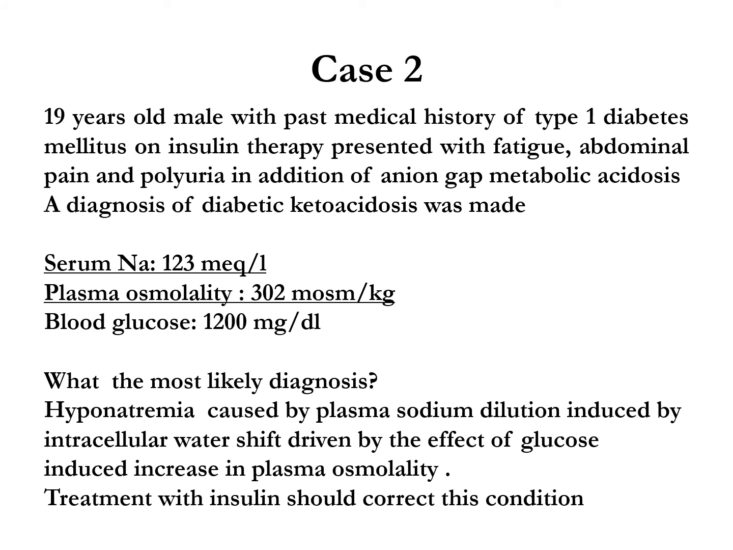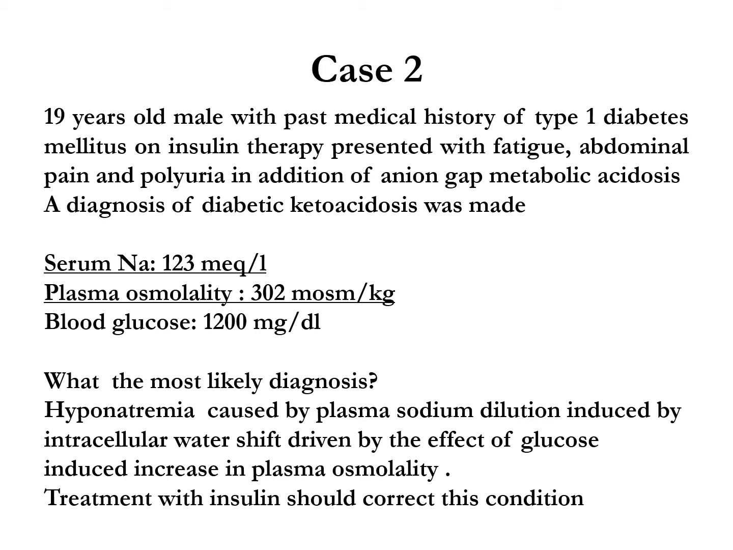The second case is a 90-year-old male with past medical history of type 1 diabetes mellitus on insulin therapy, presented with fatigue, abdominal pain, and polyuria in addition to anion gap metabolic acidosis. So he was diagnosed as having diabetic ketoacidosis. Serum sodium is 123 milliequivalent per liter. Plasma osmolality 302 milliosmol per kg. Blood glucose is 1200 milligram per deciliter. What is the most likely diagnosis?